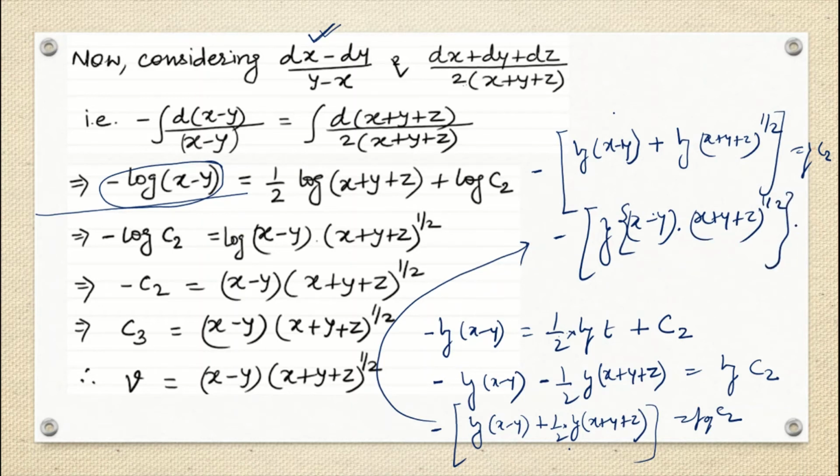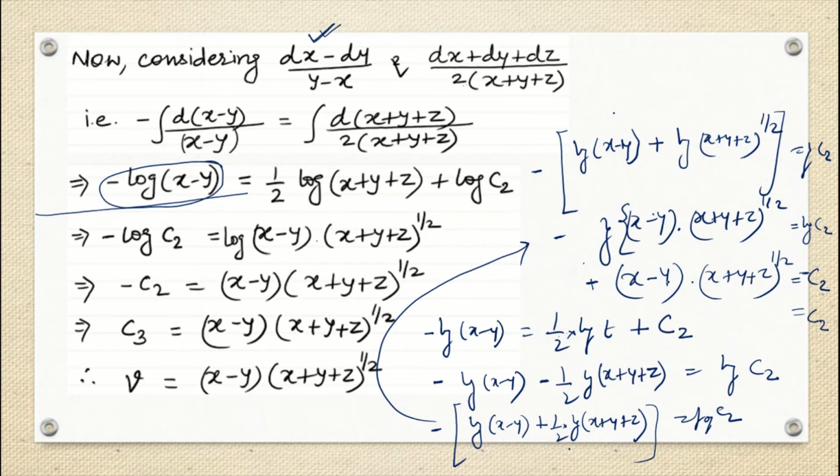Now I am writing down, this is nothing but, so now what I can say is that this minus I have taken here, and then I can write down x minus y into (x plus y plus z) to the power half is your C2. Or you can say that minus you are neglecting, this will be your minus C2. Minus C2 can be replaced with something, suppose C3 or C2 dash. That means you can say that your C2 is (x minus y)(x plus y plus z) to the power half, and then finally you can say that this is nothing but your v.